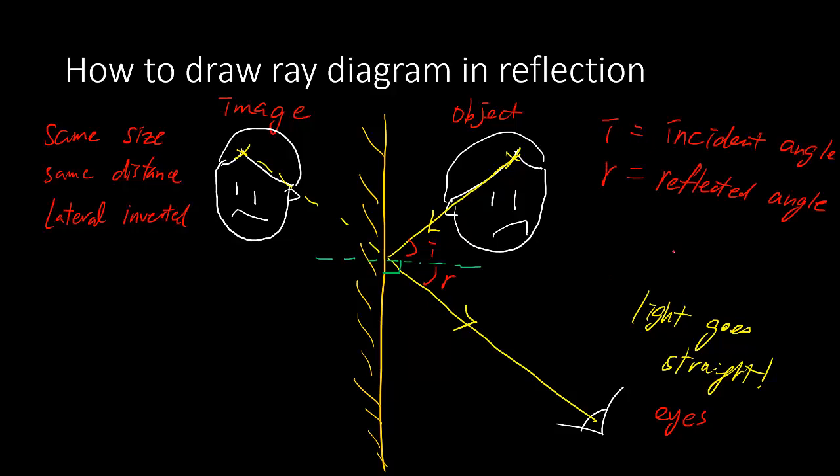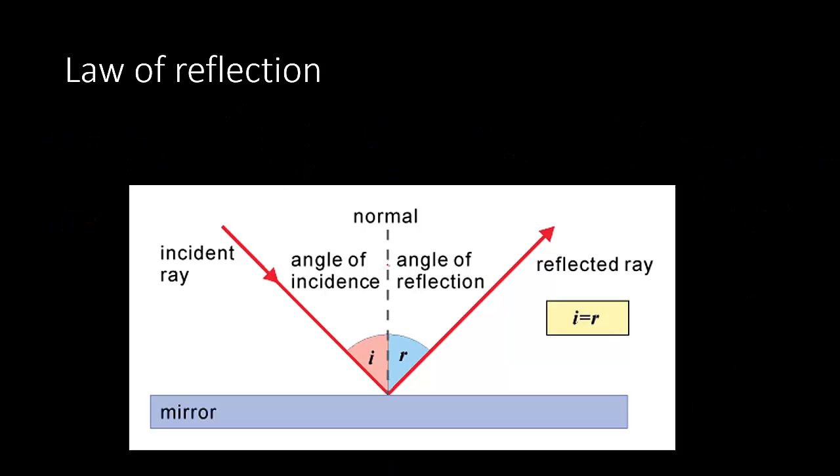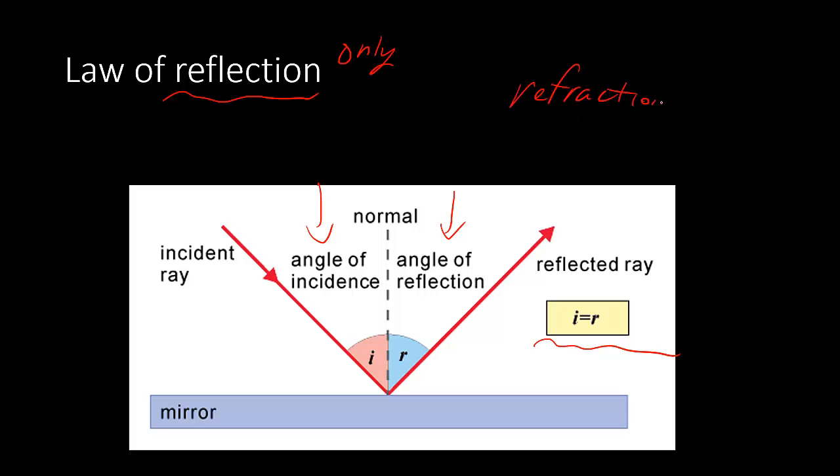And then you can draw the normal, and indicate I and R, which are the incident angle and reflected angle. And remember, I and R will always be equal, because this is the law of reflection that we find. Later on we will perform some experiments in class and see if this is true. But let's remember this first: the law of reflection, with I and R equal, but not in refraction. Remember, that will be different.